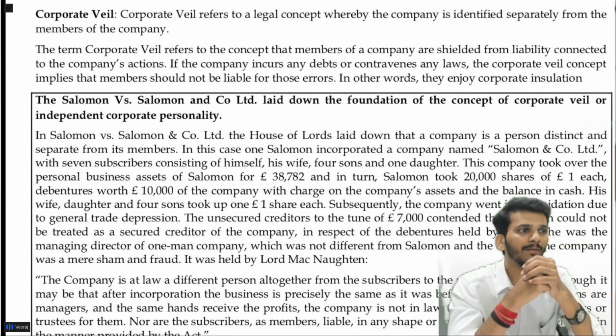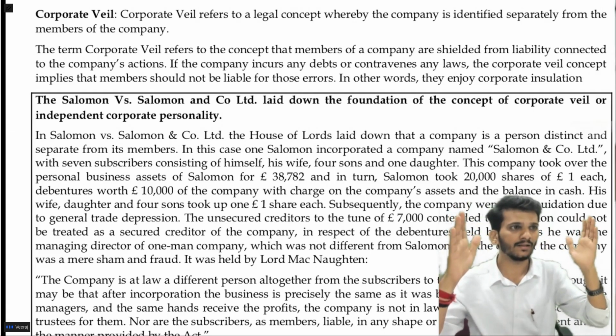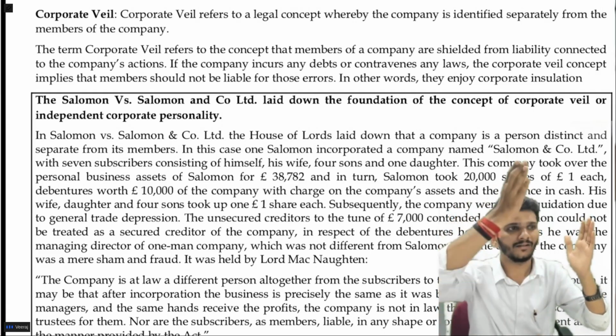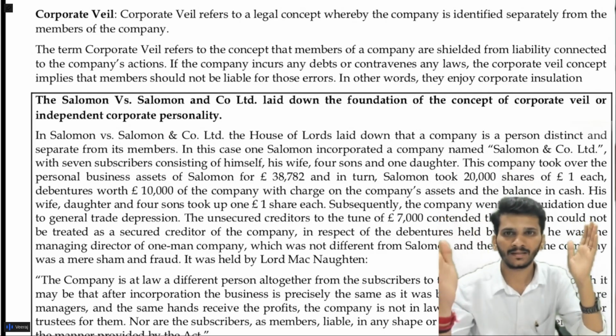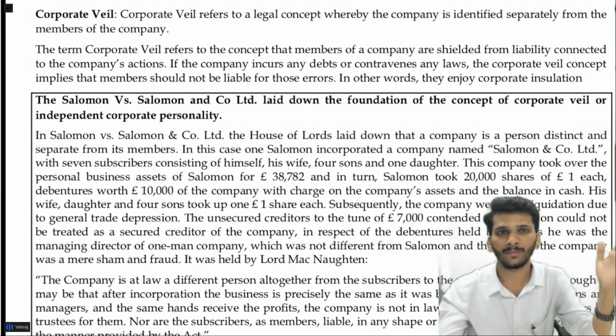In short, whenever the members or board of directors try to misuse the company because of the concept of separate legal entity. What is separate legal entity? Members are different from the company. There is one veil between the members as well as the company. What is that veil? Those on this side of the curtain are different from those on the other side.